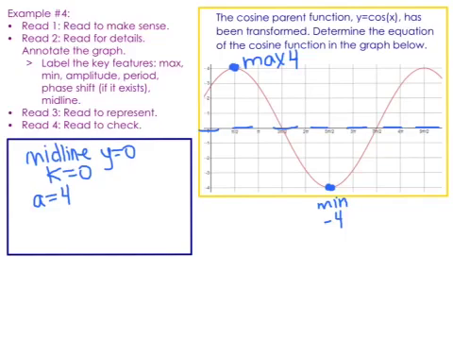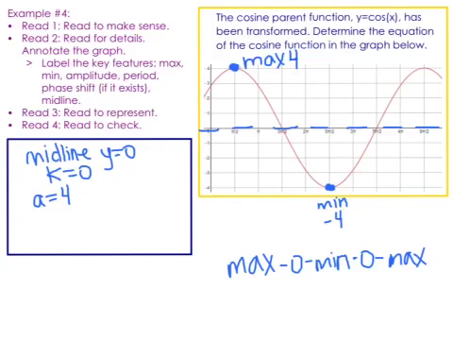What else here? Period. Our period. Well, we got to identify a cycle. This is cosine. So again, cosine goes max, and then we said 0, right? Or midline, min, 0, or midline, max. There we go.